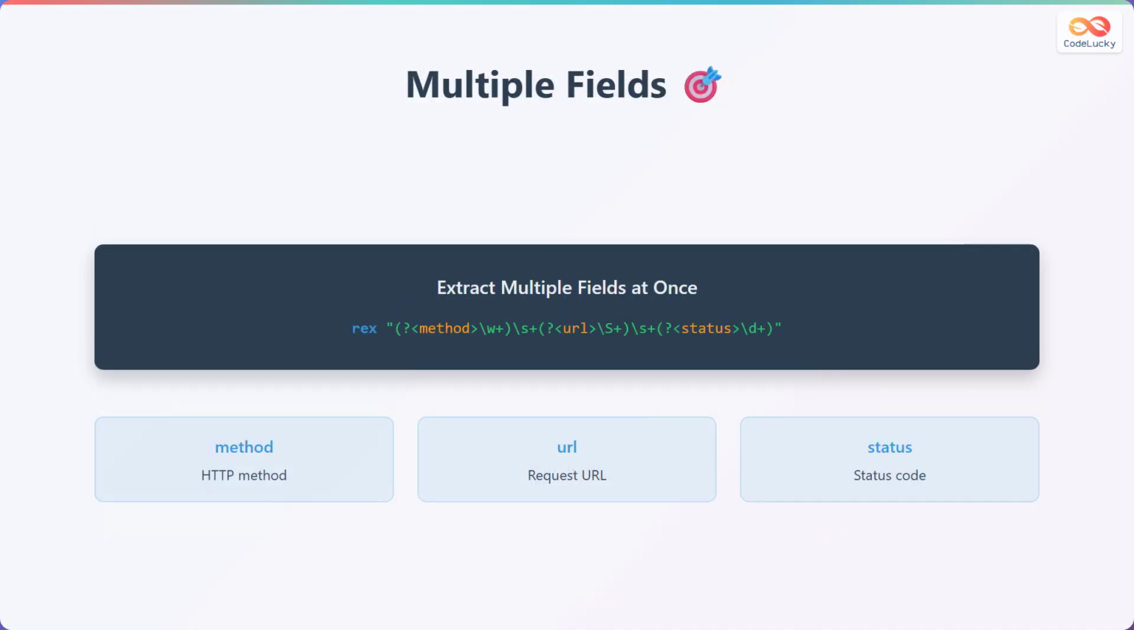The rex command becomes even more powerful when extracting multiple fields at once. In this example, we're parsing a web server log to extract the HTTP method, URL, and status code simultaneously. Each named group creates a separate field. Method captures the HTTP verb, URL captures the requested path, and status captures the response code. This single command transforms one line of raw log data into 3 organized, searchable fields.